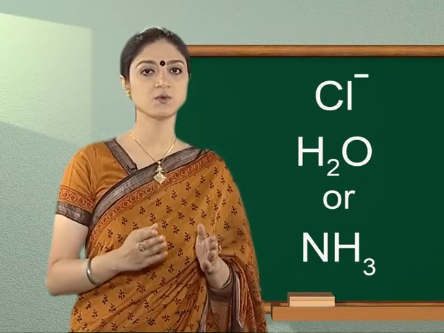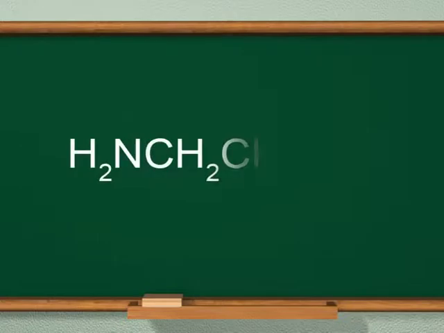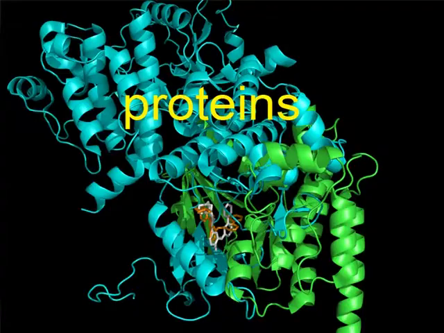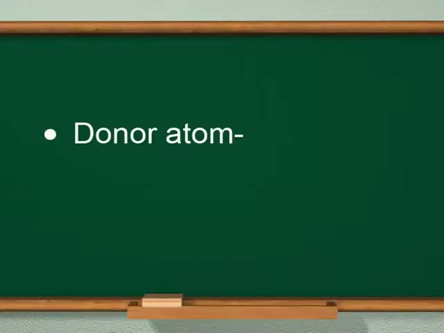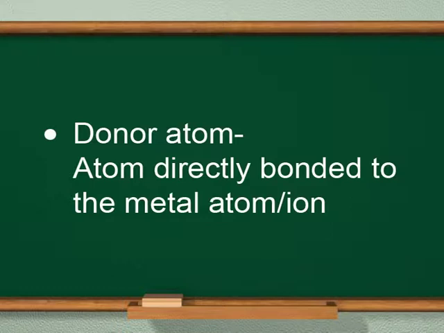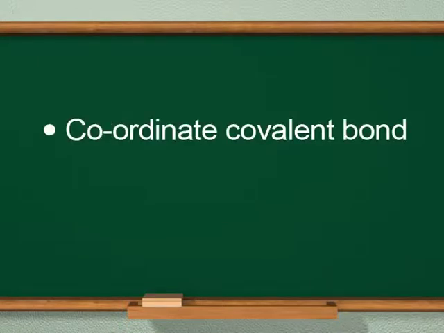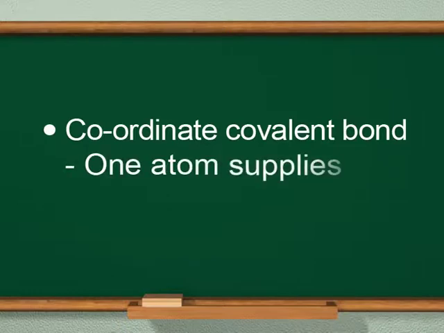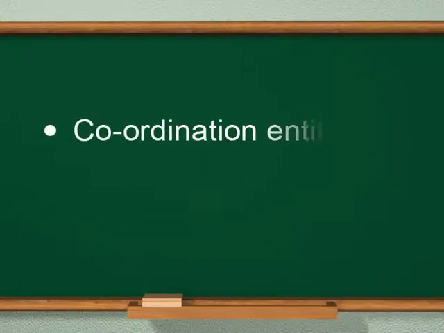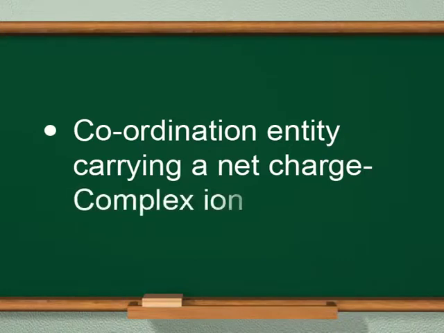These may be simple ions such as chloride ion, small molecules such as water or ammonia, larger molecules such as ethane-1,2-diamine, that is H2NCH2CH2NH2, or even macromolecules such as proteins. Next is donor atom. Within a ligand, the atom that is directly bonded to the metal atom or ion is called donor atom. Next is coordinate covalent bond. It is a covalent bond in which one atom, that is the donor atom, supplies both electrons. Moreover, the coordination entity carrying a net charge is called a complex ion.